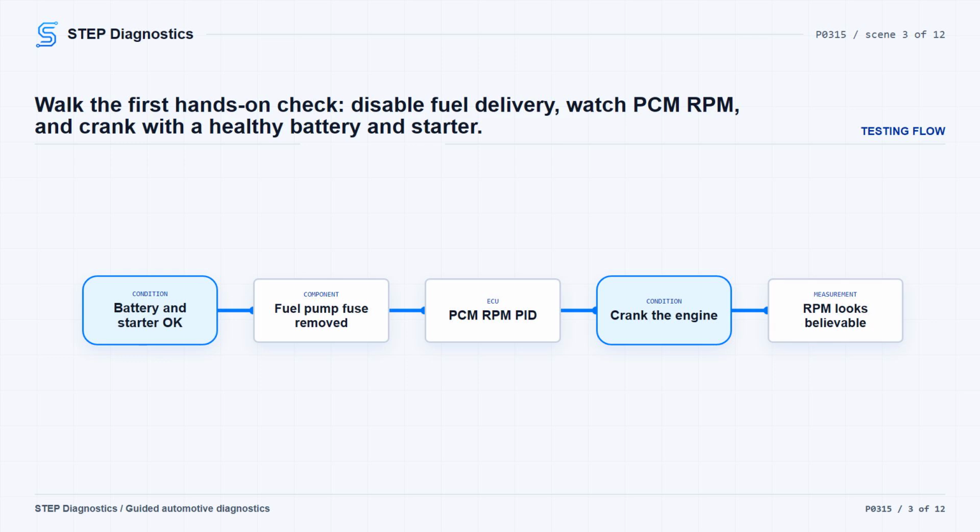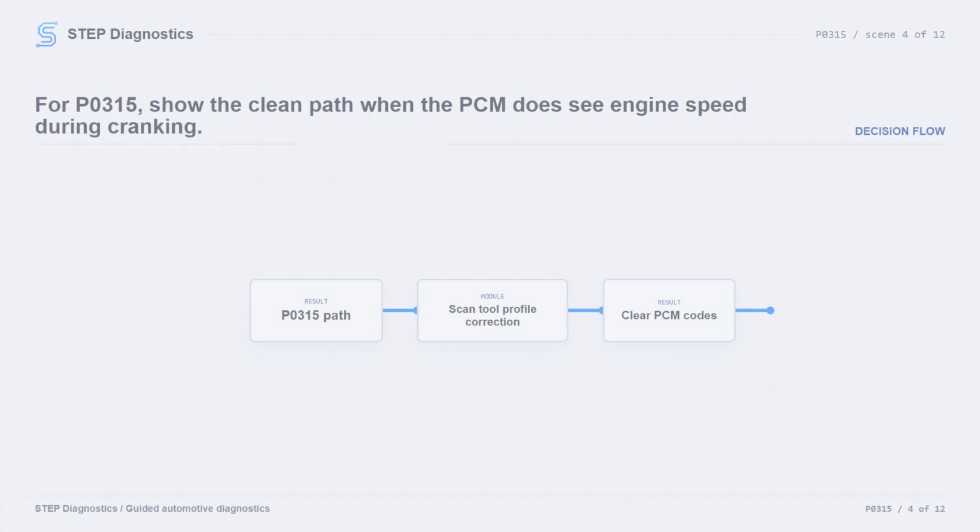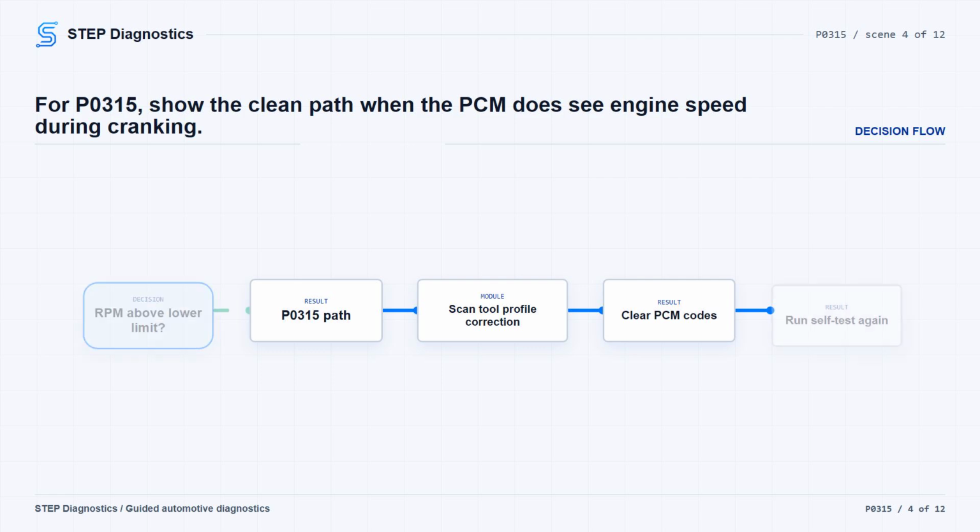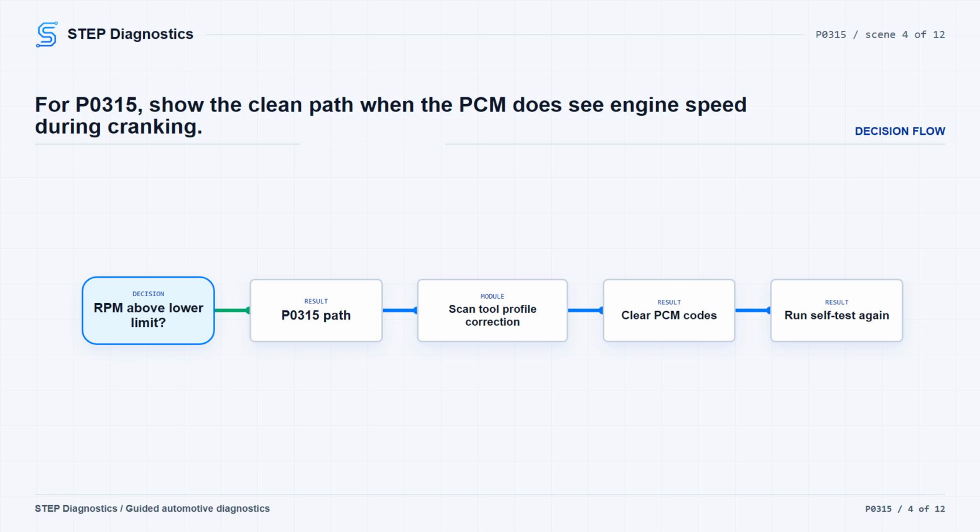Remove the fuel pump fuse to disable fuel delivery. Turn the ignition on, monitor the RPM PID at the PCM, and crank the engine. Normal cranking speed is between 150 RPM and 350 RPM, and the engine should crank for greater than 3 seconds while attempting to start. If RPM is greater than 150 RPM, the target P0315 path is straightforward. Carry out the misfire monitor neutral profile correction with the scan tool. Clear the PCM DTCs and repeat the self-test.